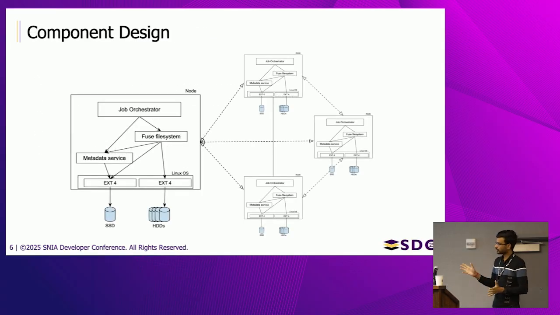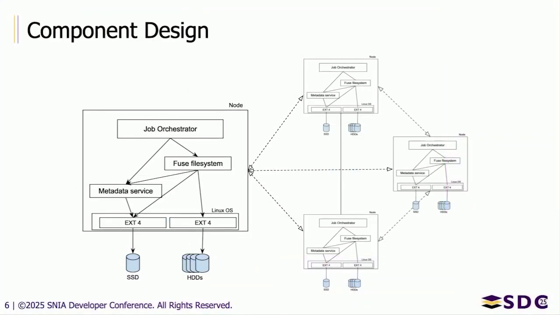This is our component design, a very simplified version. In a cluster, we have multiple nodes, each running a fixed set of services. The main ones are the job orchestrator, the distributed FUSE-based file system, and the metadata service. The FUSE-based file system is completely distributed, peer-to-peer and masterless, and it uses ext4 to write both data and metadata to the underlying HDDs and SSDs.